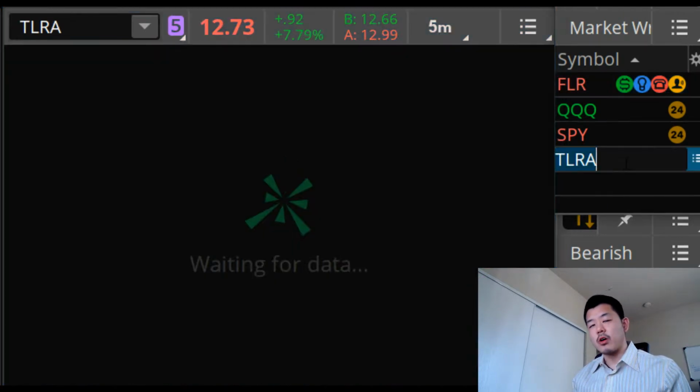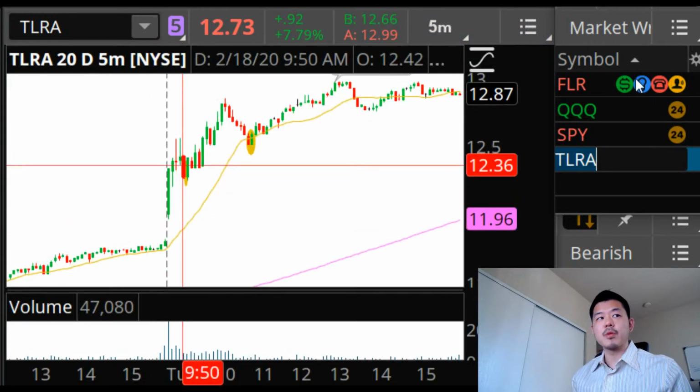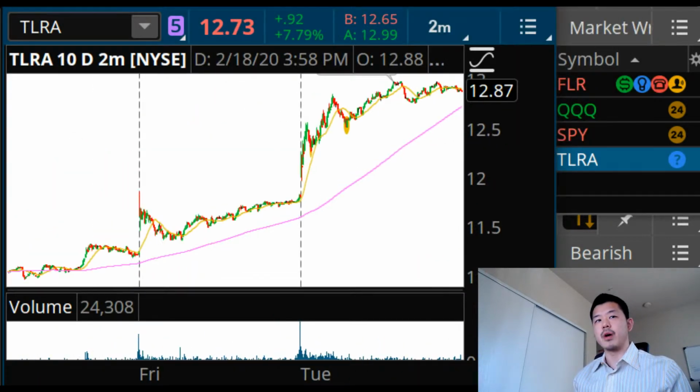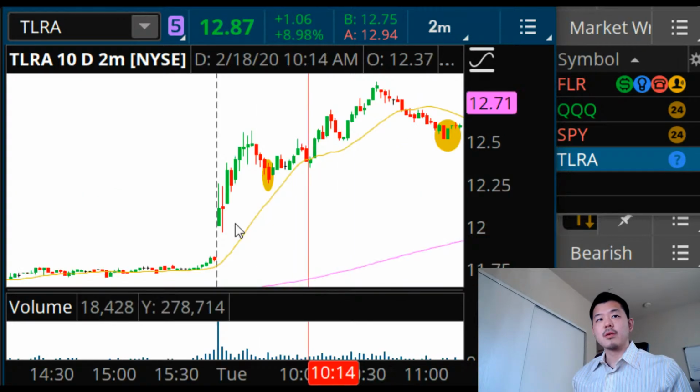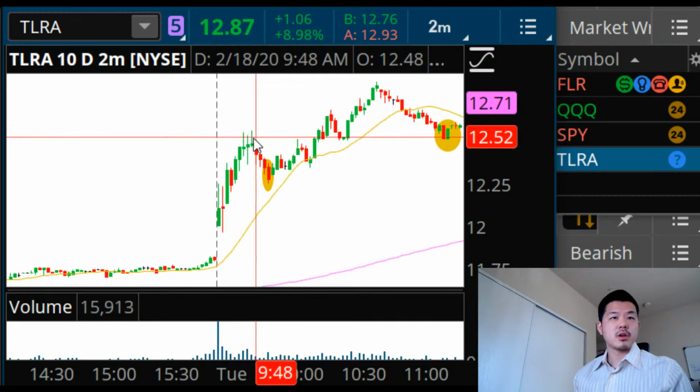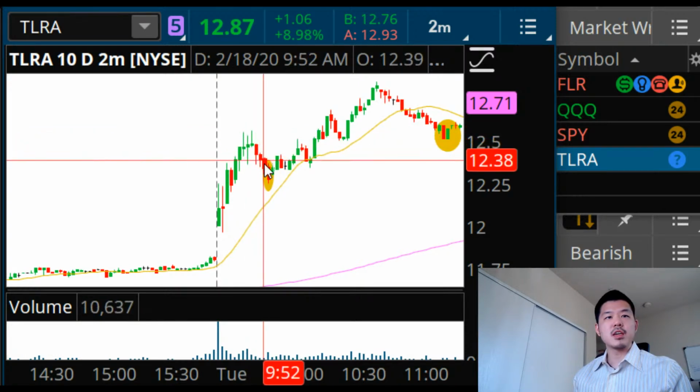TLRA, nice gap up, following through on the gap up, and had some nice buy setups. Here we've got the uptrend already established, and then we get the retracement.